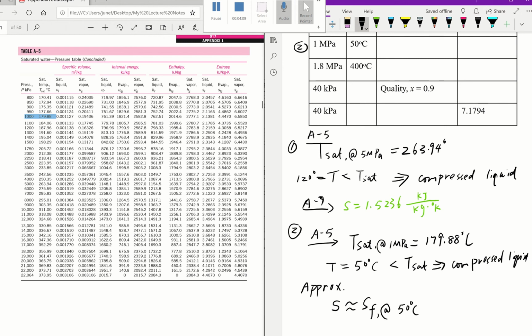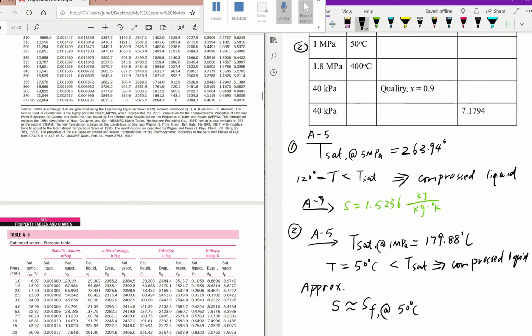We don't have the tabulated data, so we want to get a value. We approximate using saturated liquid. However, we have to use the temperature table because liquid is not compressible, unlike air, right? It does not change too much with pressure. However, it changes more with temperature. That's the reason behind using the temperature table.